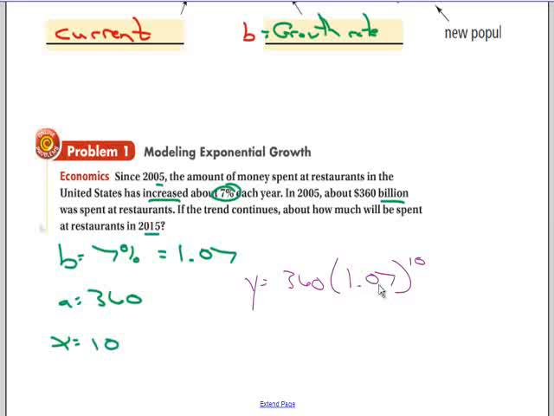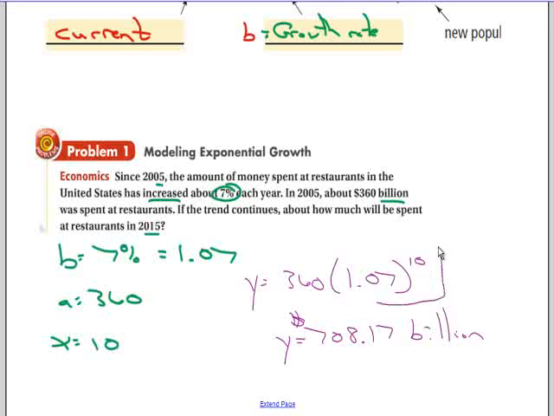So we're going to do 1.07 to the 10th power. Take that answer times 360. And with our calculator, we'll find 708.17. And our answer should be in billion dollars.